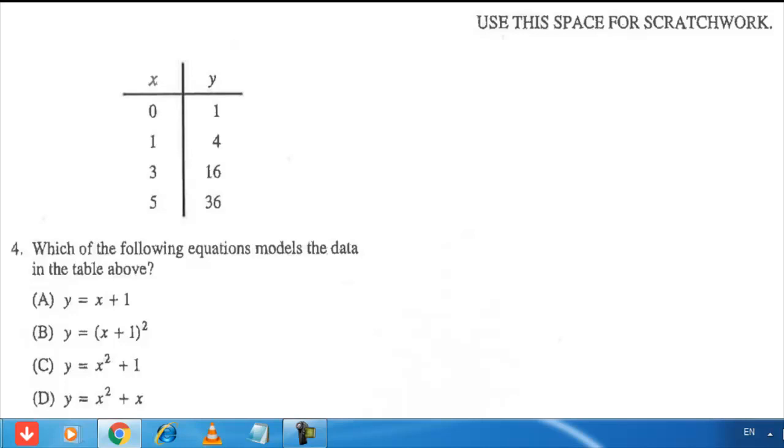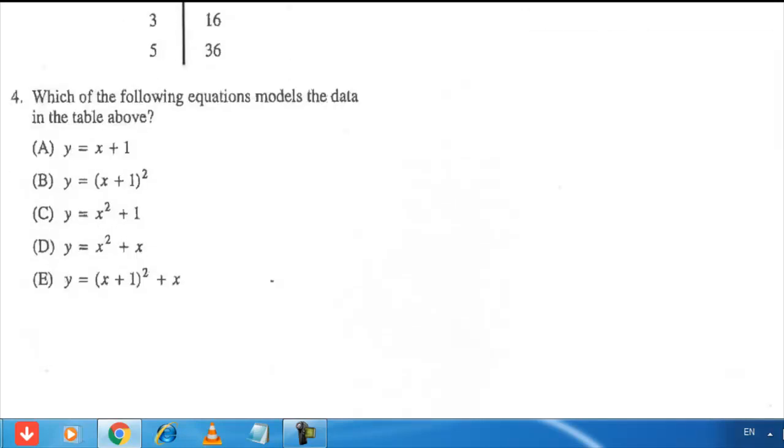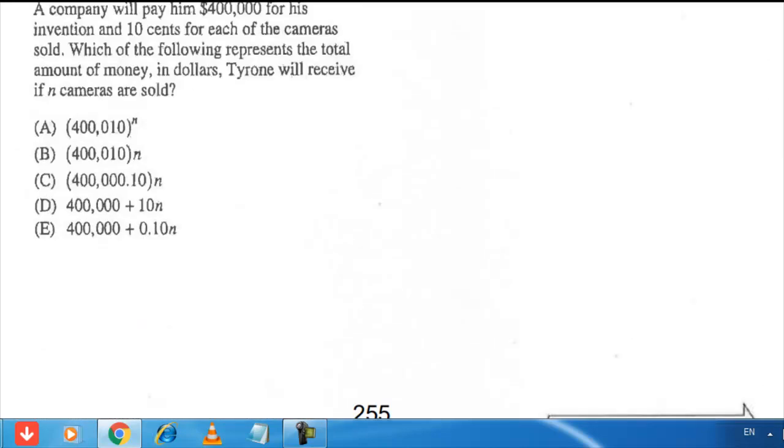But if you try answer number B, which says x plus 1 as a perfect square trinomial, that is 1 plus 1 squared is 4, 3 plus 1 squared is 16, 5 plus 1 squared is 36. So the suitable answer is going to be number B, x plus 1, all squared.